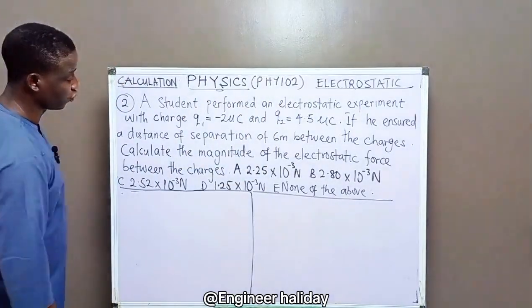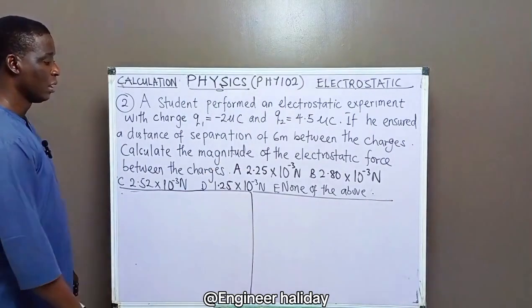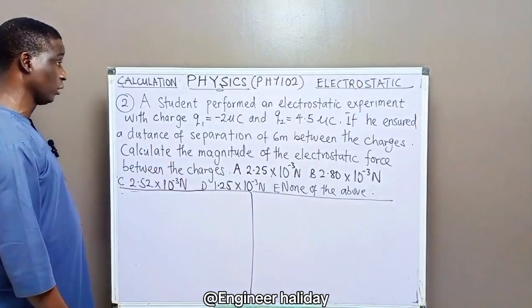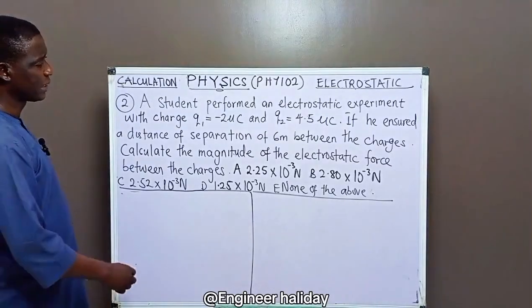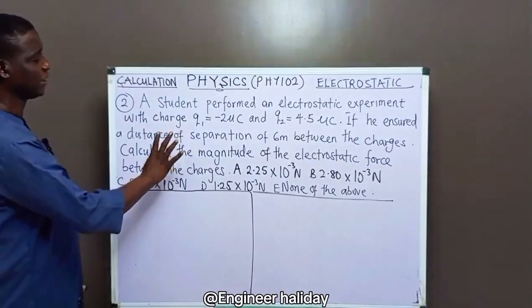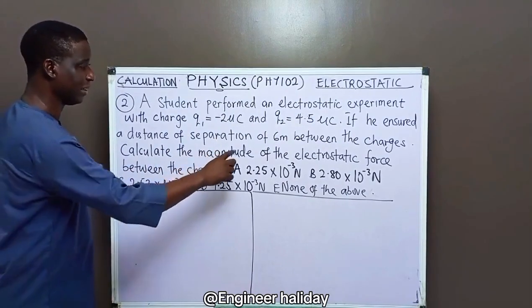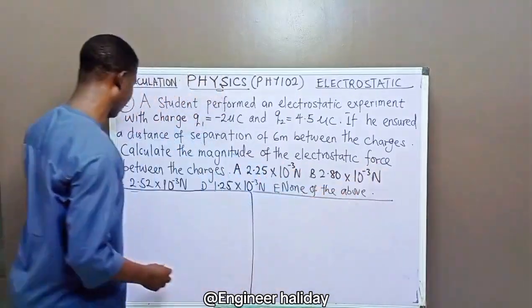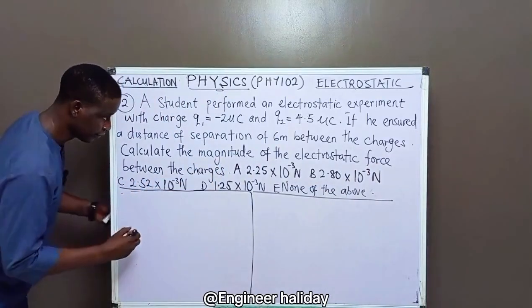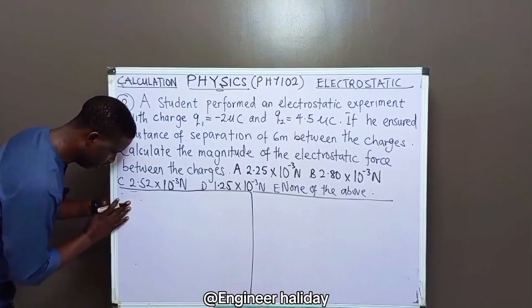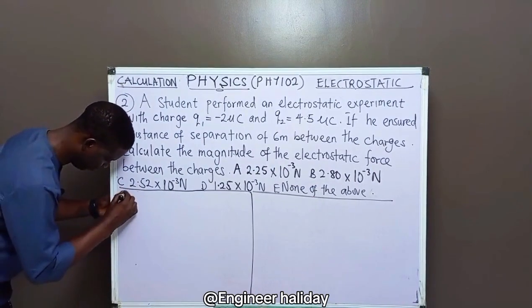Now, what we are going to do to solve: the options are given, but I don't advise you to just go into the options like that and begin to solve. First of all, we will take our parameters. This one has to do with electrostatic force that we want to calculate, because they say calculate the magnitude of the electrostatic force between the charges. If we want to solve that, first of all, what is the formula for electrostatic force? Well, let's take the data first.